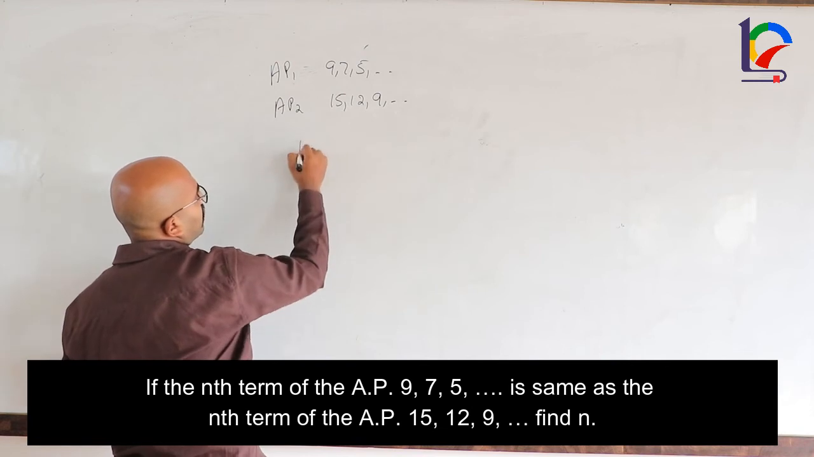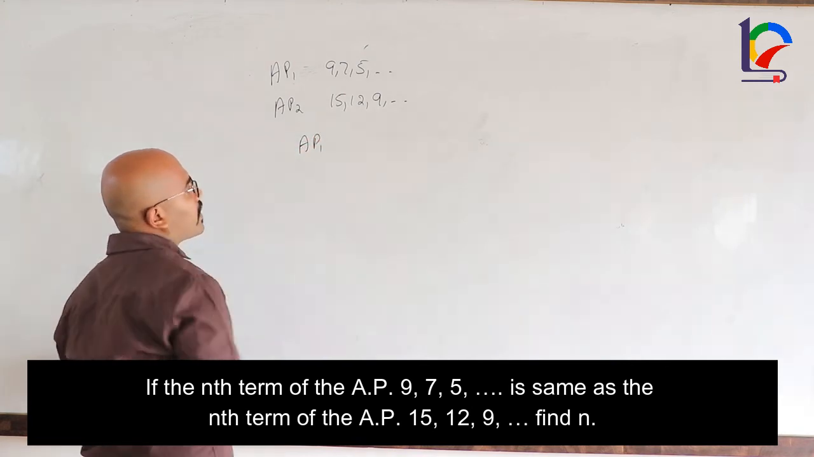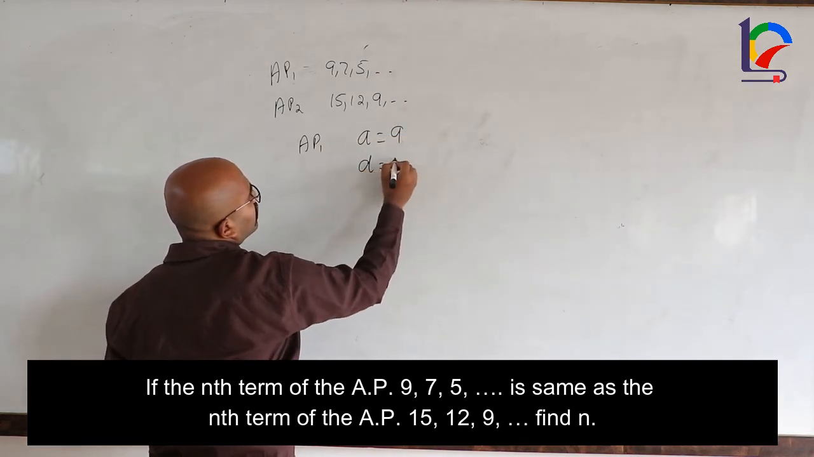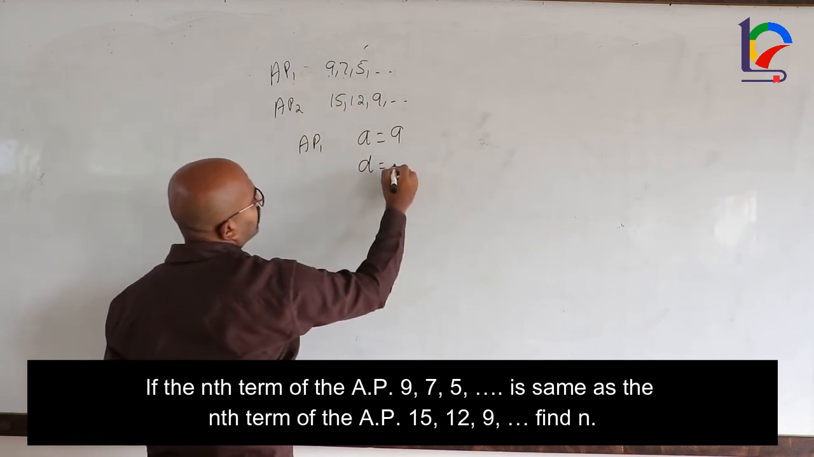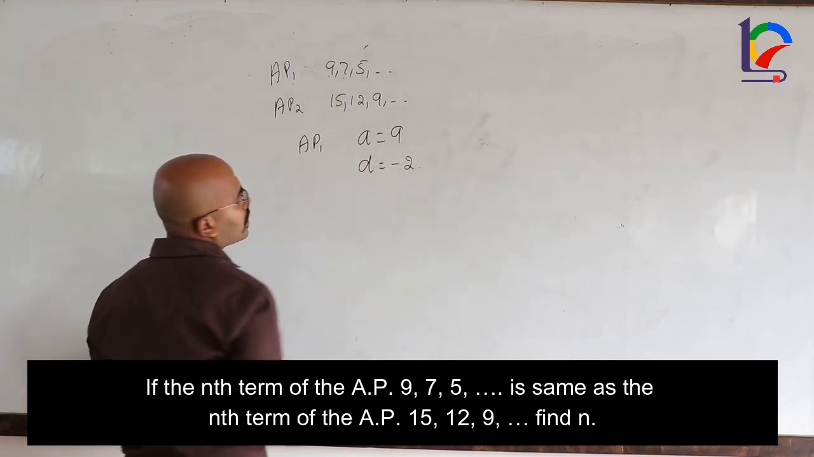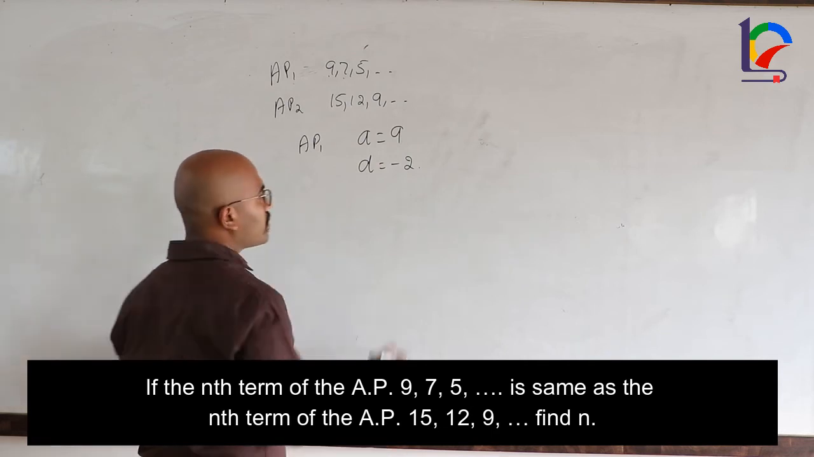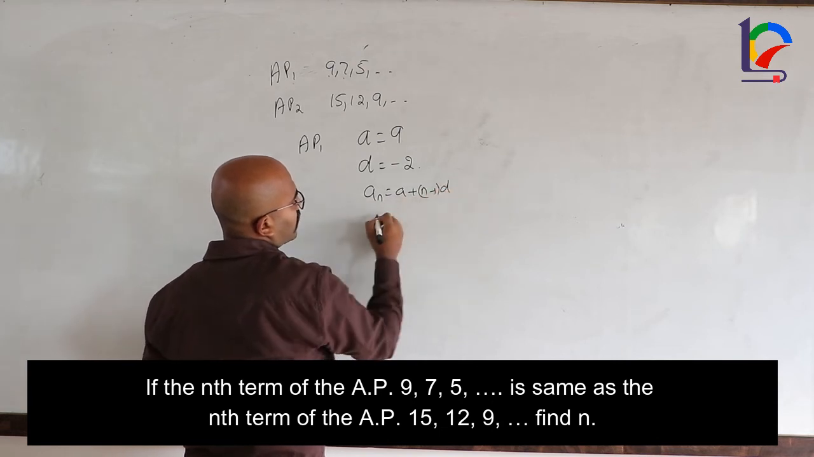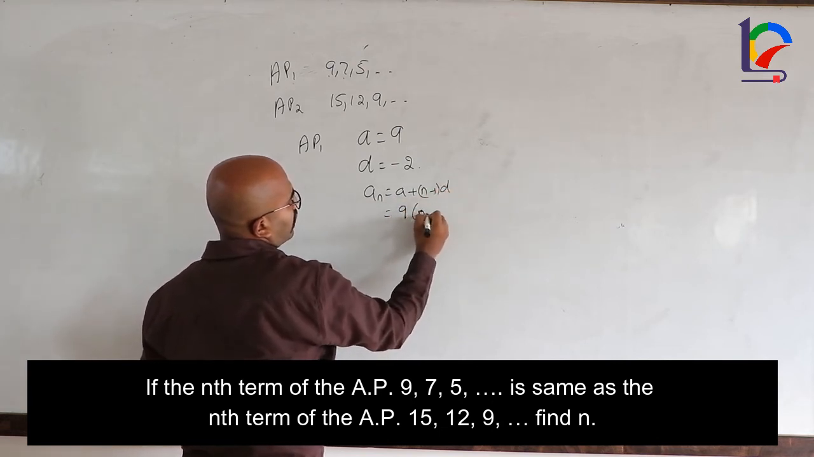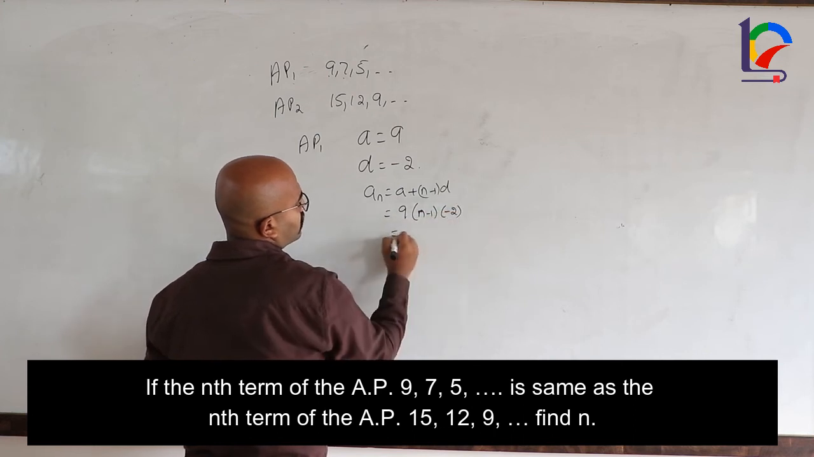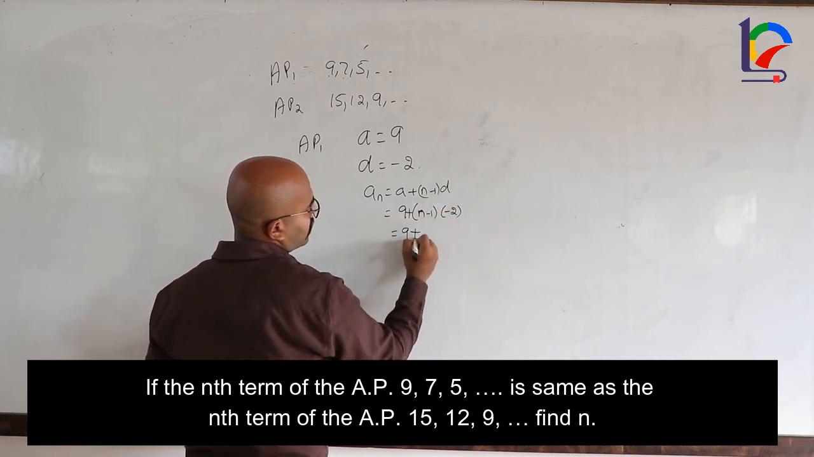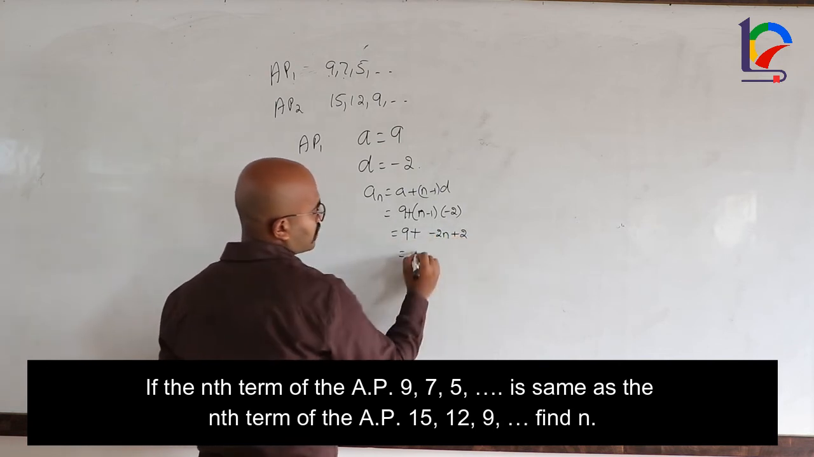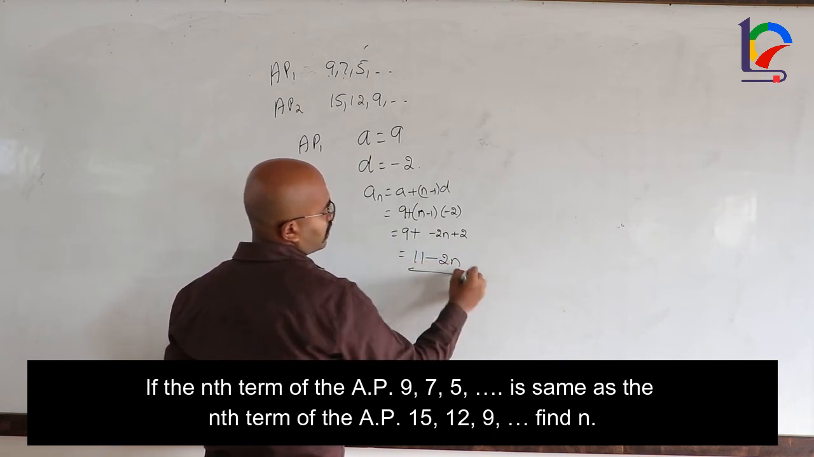So in the first AP, in AP1, a is 9. What is d? It is 7 minus 9, which is minus 2. So we need to find the nth term. What is a_n? a plus (n minus 1) into d. What is a? 9. n minus 1. What is d? Minus 2. 9 plus minus 2n plus 2. So it is 11 minus 2n.